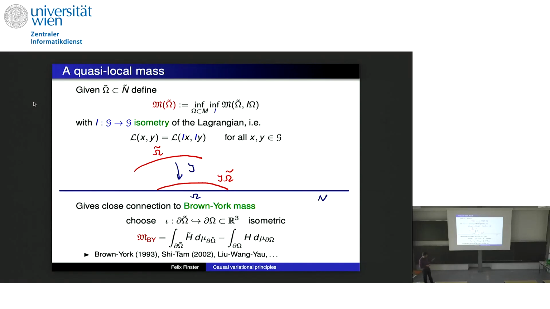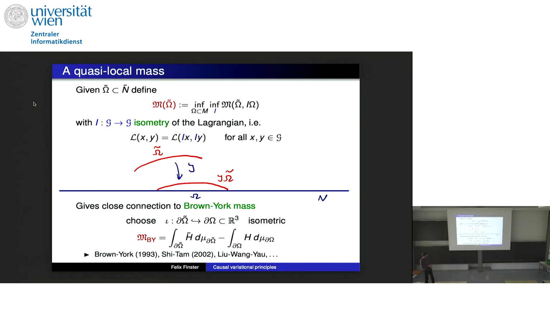I mean, just as a recap, what is the Brown-York mass? In this case, it works as follows. You take a subset of your curved space, and you embed this into Euclidean R3 in such a way that the boundary is embedded isometrically. And you have to assume some convexity, maybe that's not so important here. And then one integrates the mean curvature over omega with respect to omega tilde and takes the difference. So this is the Brown-York mass. This was later generalized and extended by Shi, Tam, Liu, Wang, Yau, and many others.